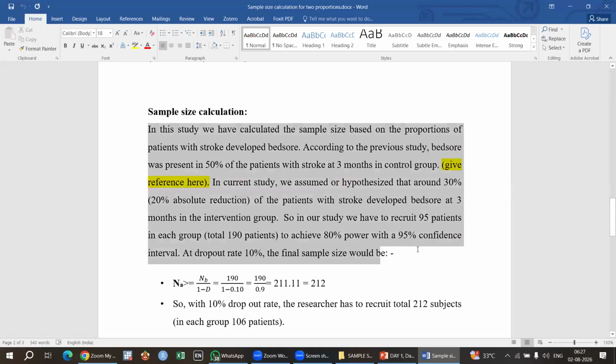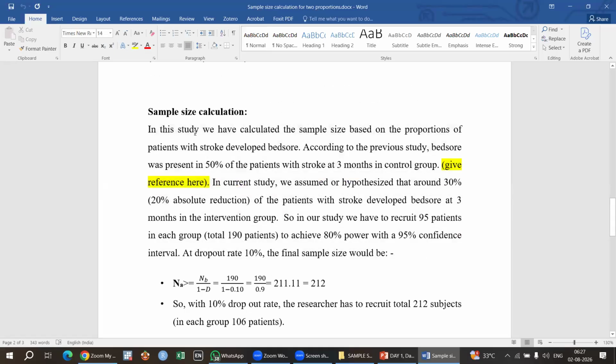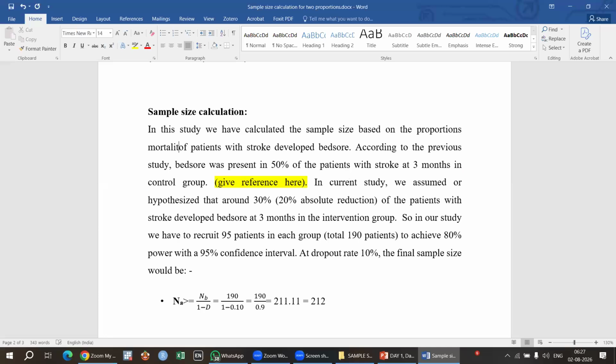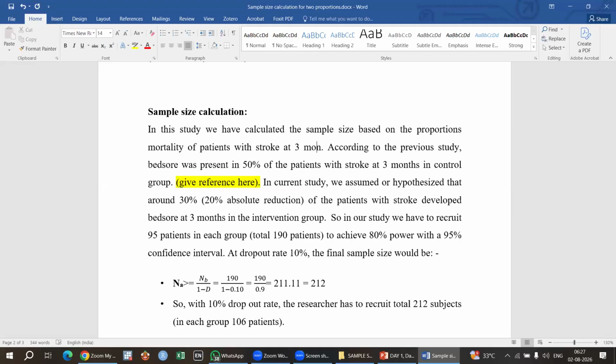We can write down the interpretation. In this study, we have calculated the sample size based on the proportion of mortality of patients with stroke at 3 months. According to a previous study, mortality was present in 50% of patients with stroke at 3 months in the control group. We have to give the reference here.